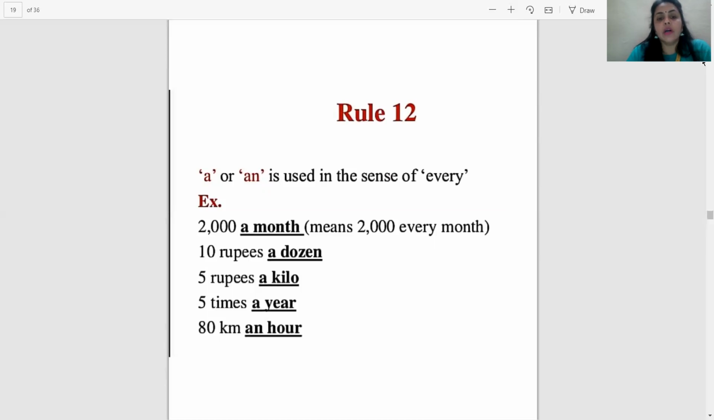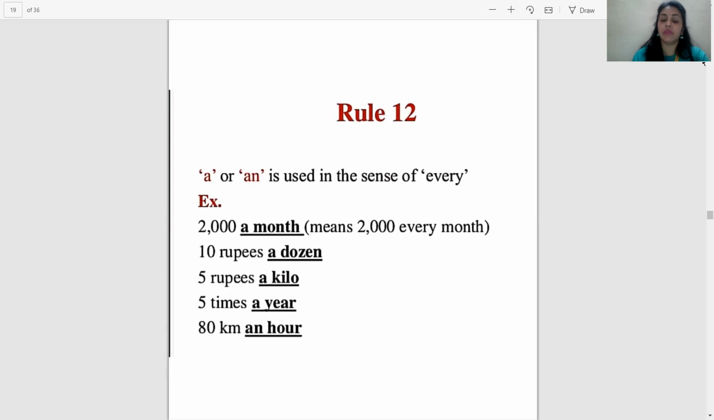Rule number 12. A or an is used in the sense of every. Every means, suppose there are 10 things for sale, and all those different 10 things cost the same. There is a pen, there is an eraser, there is a notebook, there is one toy, a chocolate, many things on the table for sale, and each and everything costs the same. So how will we use it? Some examples are given over here.